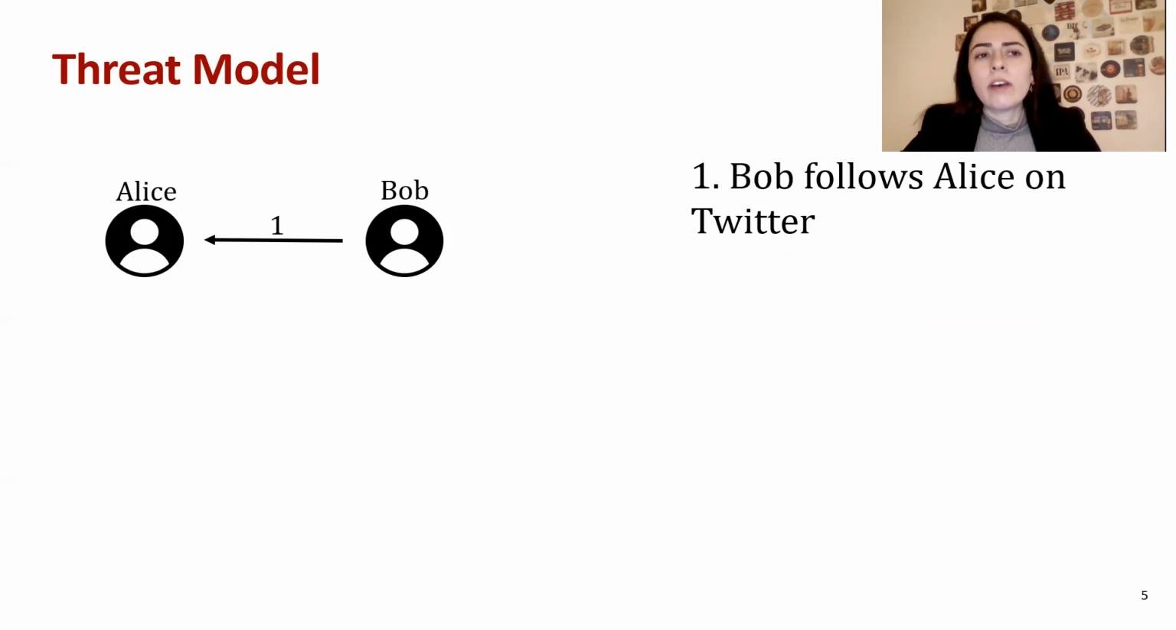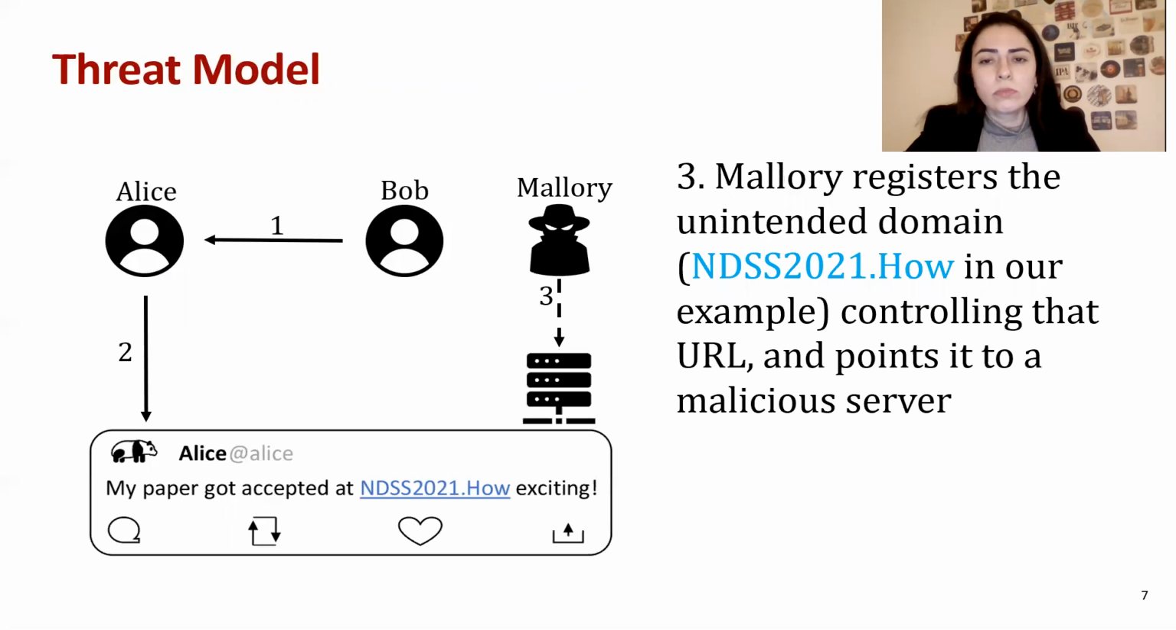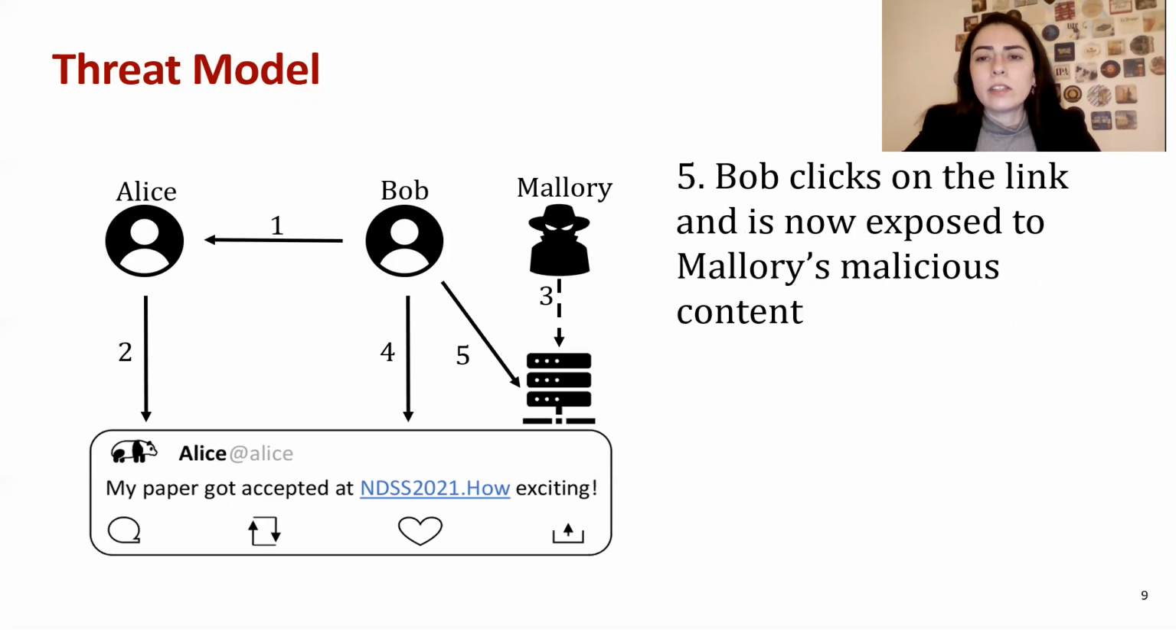So what is the threat here? What happens when a user posts an unintended URL? Here we have a little scenario. We have two Twitter users called Alice and Bob, and let's say that Bob follows Alice on Twitter. Then Alice posts a tweet containing an unintended URL. This URL is NDSS 2021.how in our example. Then Mallory, our attacker, registers the unintended domain controlling that URL and points it to a malicious server. Since Bob follows Alice on Twitter, whenever Bob checks his timeline, he will be able to see Alice's tweet. Then he clicks on the link and he is now exposed to Mallory's malicious content.